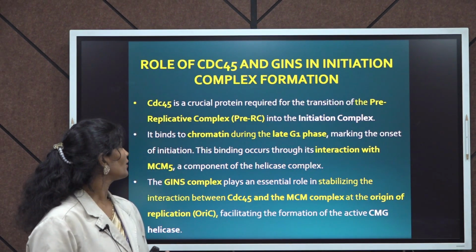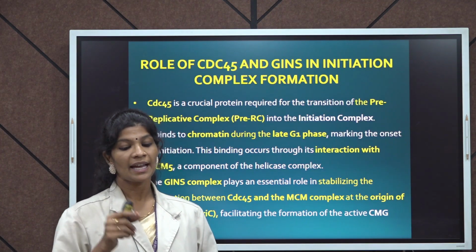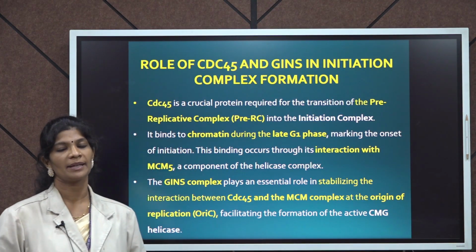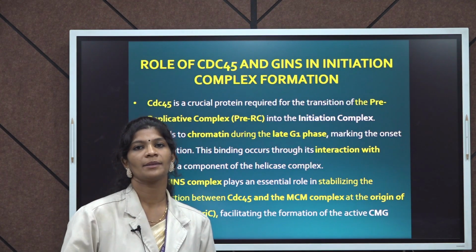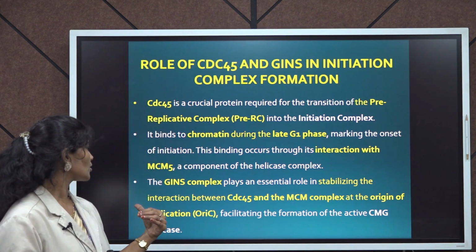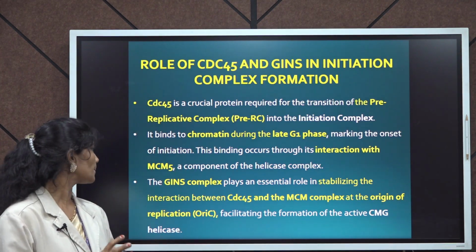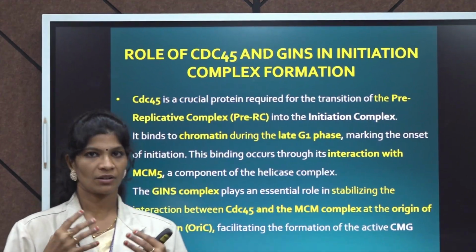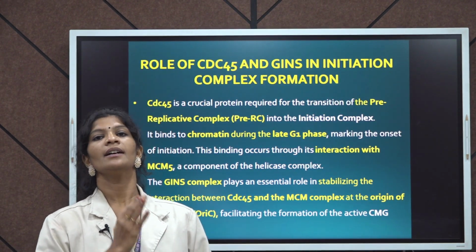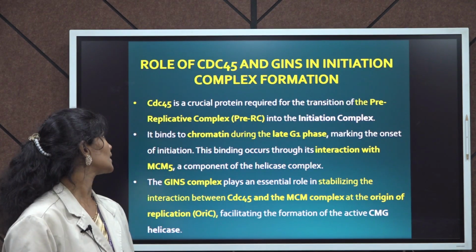First one is CDC45. It is responsible for the transition from pre-initiation complex to initiation complex. Any drug which inhibits CDC45 will help in the prevention of the DNA replication process, which is very important in the prevention of cancer progression. And the next one is the GINS complex. It plays an essential role in stabilizing the CDC45 and MCM complex at the origin of replication. If the GINS complex is inhibited, it also halts the progression of DNA replication, which can also be used as a drug target.